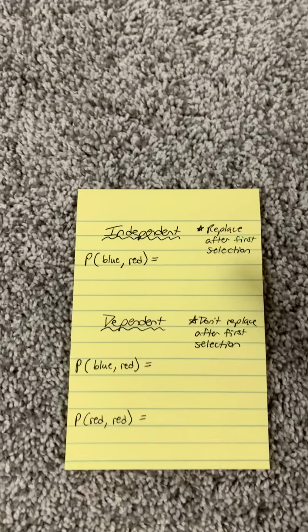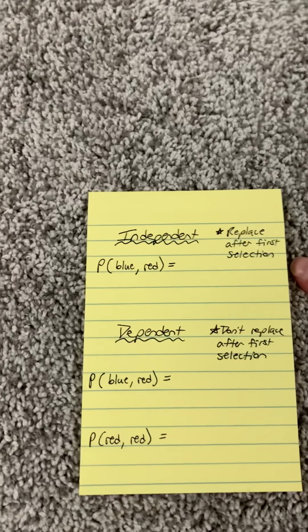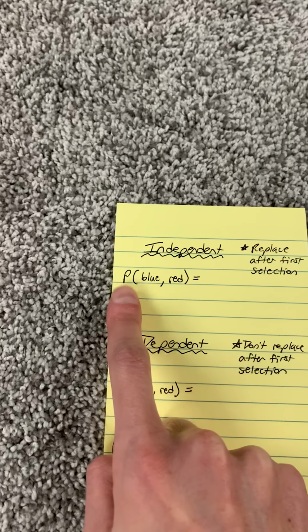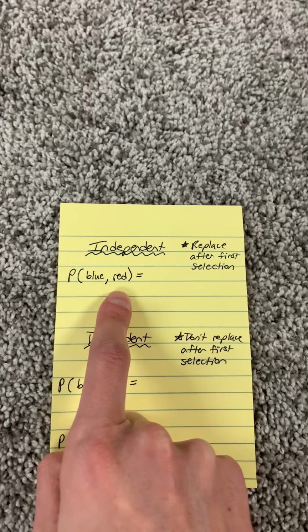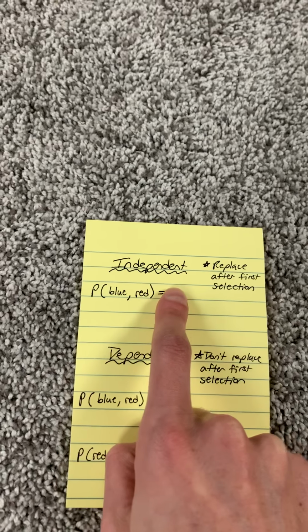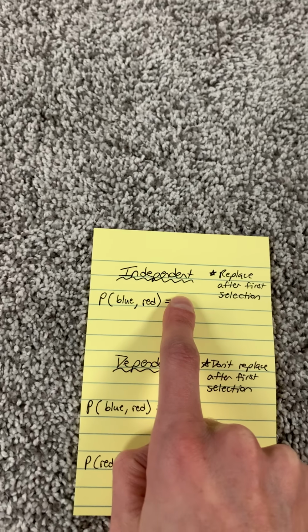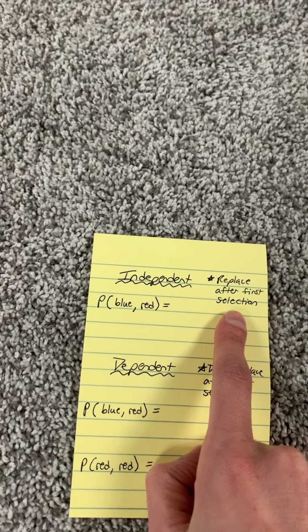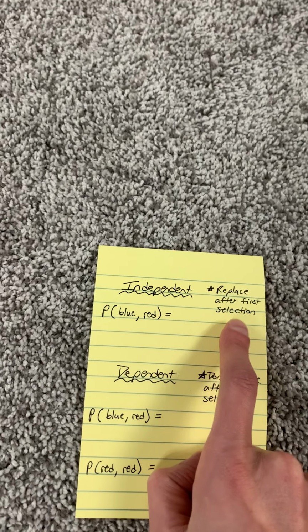Now, I wrote down a few probabilities to help us out. Let's start with independent events, okay? I want to know the probability of selecting a blue and then a red marble. The thing is, if they're independent events, that means that I am replacing the marble after my first selection.